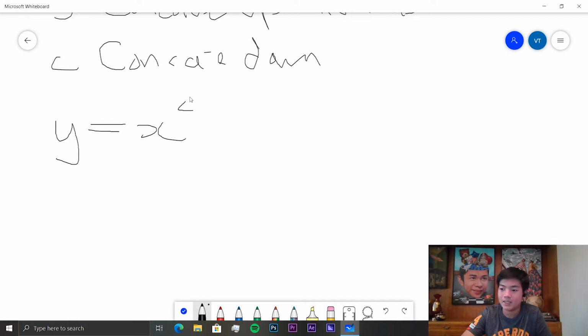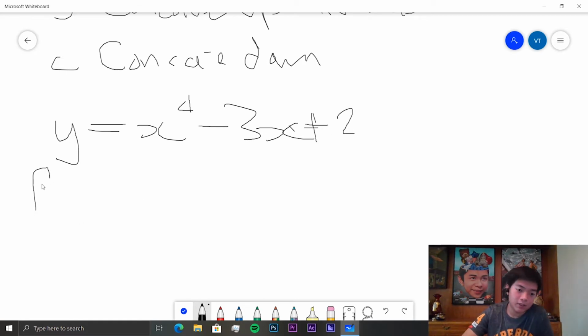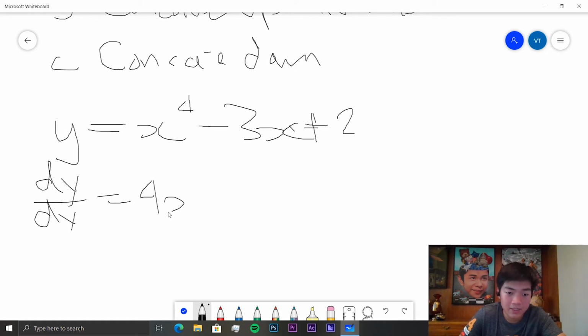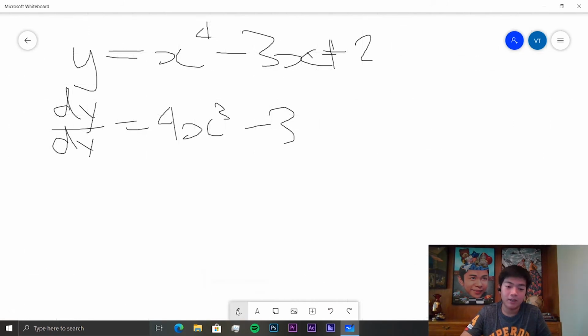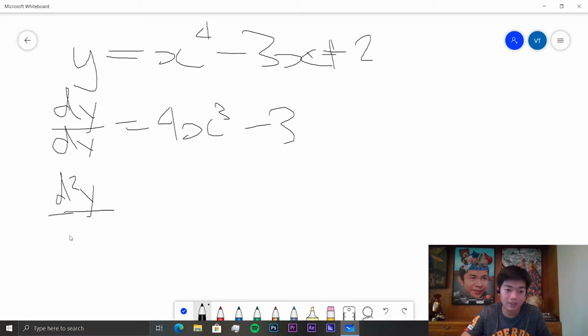So the first curve is y equals x to the 4 minus 3x plus 2. So we need to find the first derivative, dy over dx, and this will be equal to 4x cubed minus 3. And then we need to find the second derivative. We notate this as d squared y over dx squared. It's the difference in y squared over the difference in x squared, sort of. And so this will be equal to 12x squared.